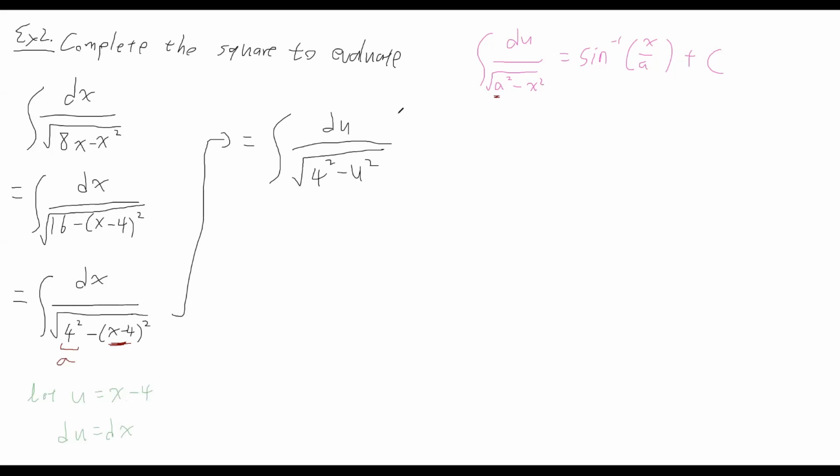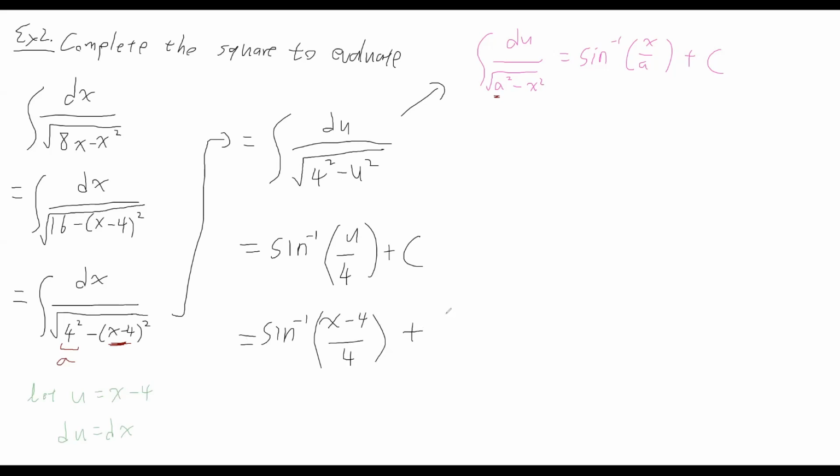Now this integral looks like this, and we can just go ahead and apply the formula. That's going to be equal to the inverse sine of u over a, so u over 4, plus c. And now we're not done yet. We have to substitute back, to perform reverse substitution of u back into x minus 4. So that looks like inverse sine of (x minus 4) over 4, plus c. And that's it.